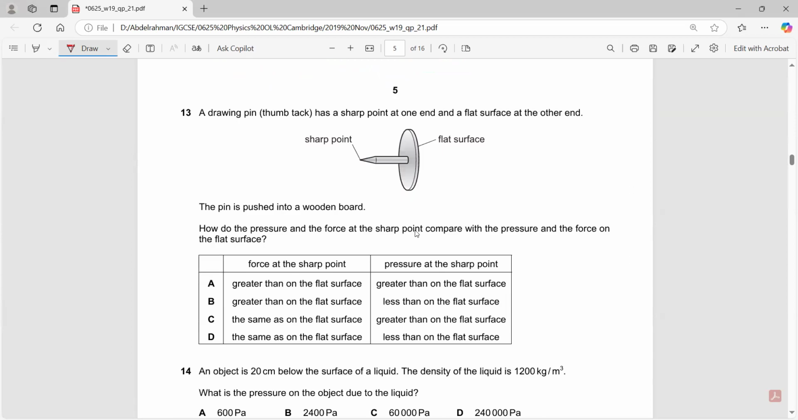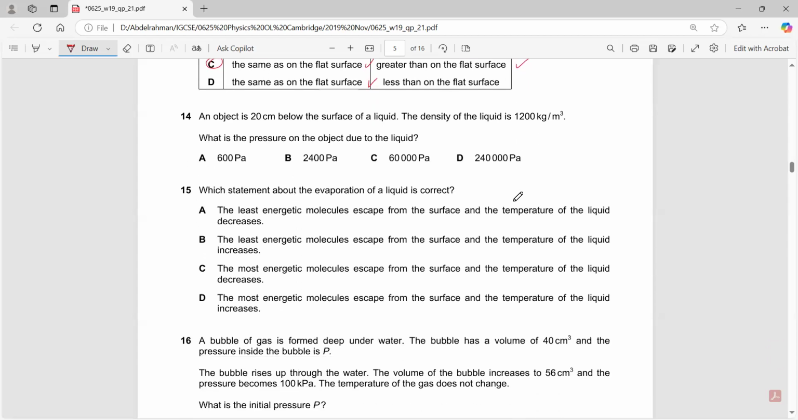Question 13. The pin is pushed into a wooden board. How do the pressure and the force at the sharp point compare with the pressure and the force on the flat surface? The force is the same. Why? Because you're pushing with the force from both sides. It should be the same. What about the pressure? The pressure at the sharp point would definitely be hundreds, if not thousands of times larger than the flat surface. So the force is the same, but the pressure at the sharp point would be greater. It would be C. Why? Because as you decrease the area, the pressure increases.